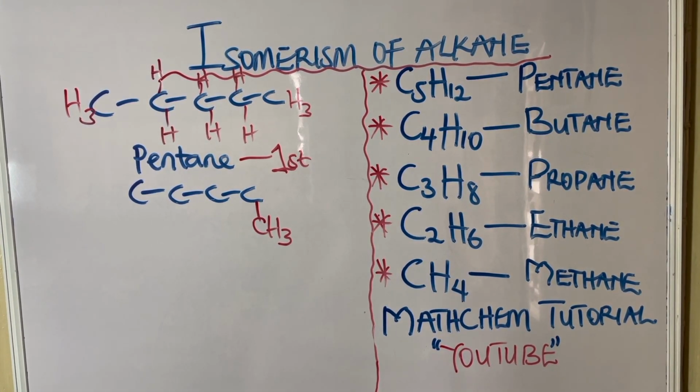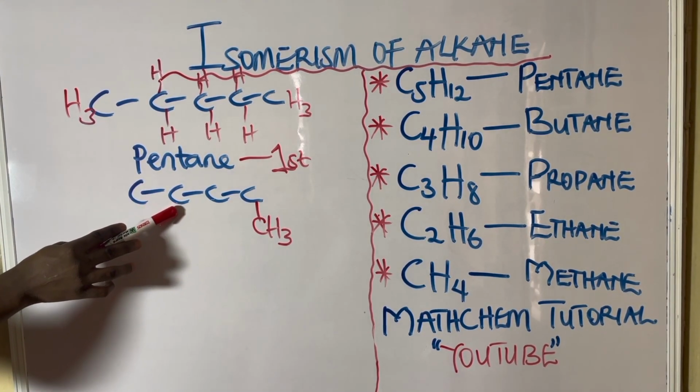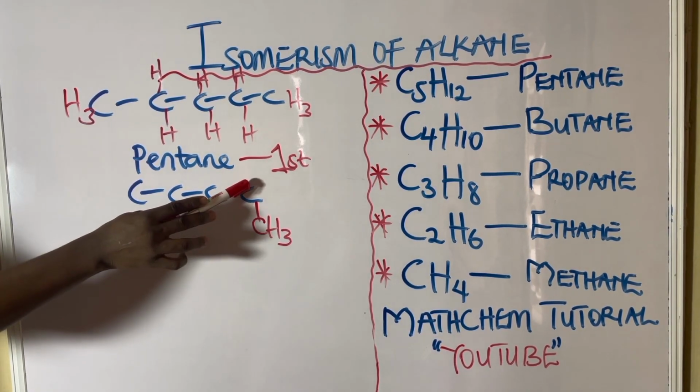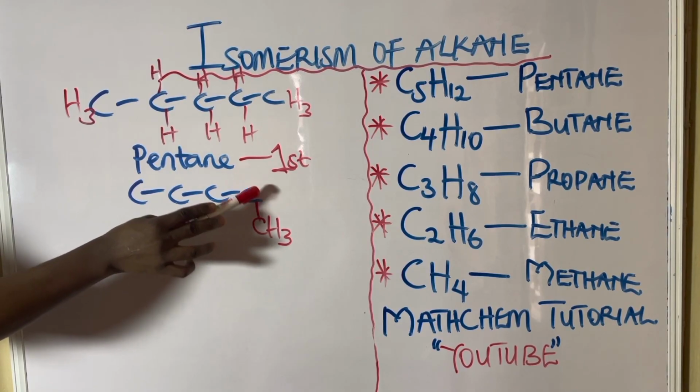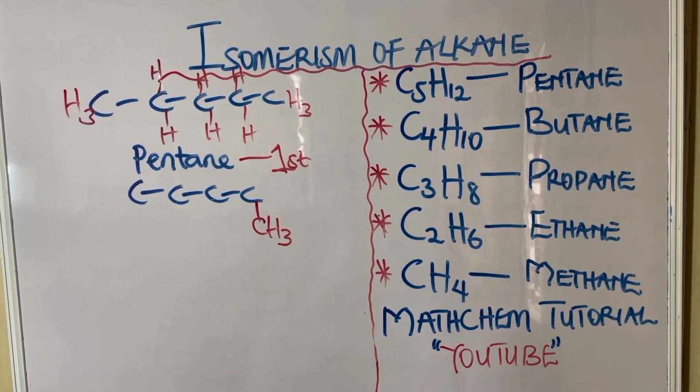Now let's count the number of hydrogen atoms we have here. 3 here, plus 2, I hope you are counting it, plus this 2, plus this 2, 1 here, 1 here, the 2 that will be here, and this 3. That makes a total of 12 hydrogen, which means that we still have the same molecular formula, but the structure looks different.